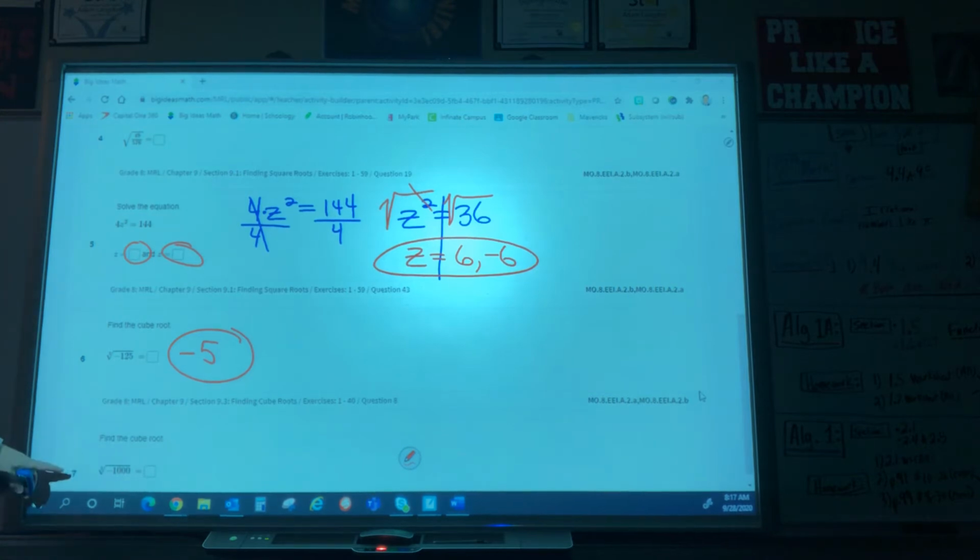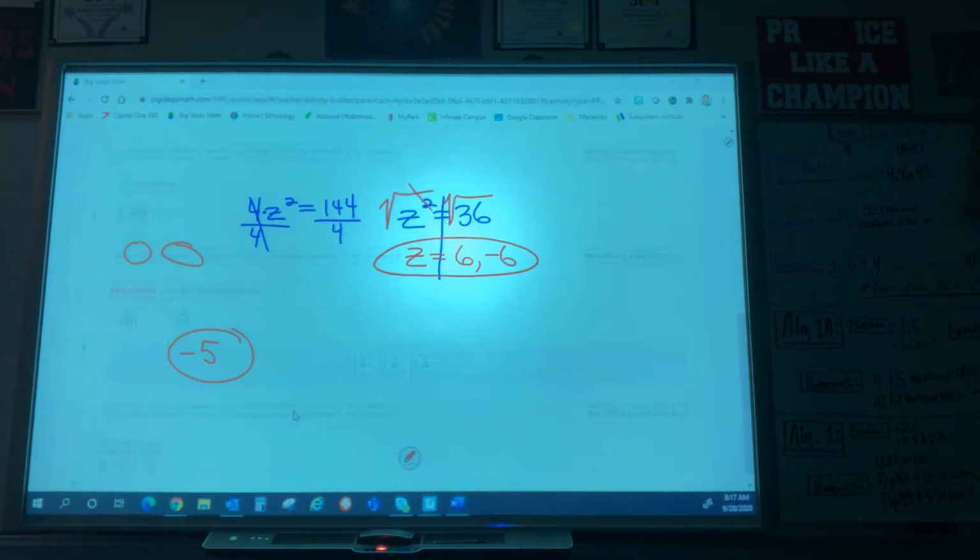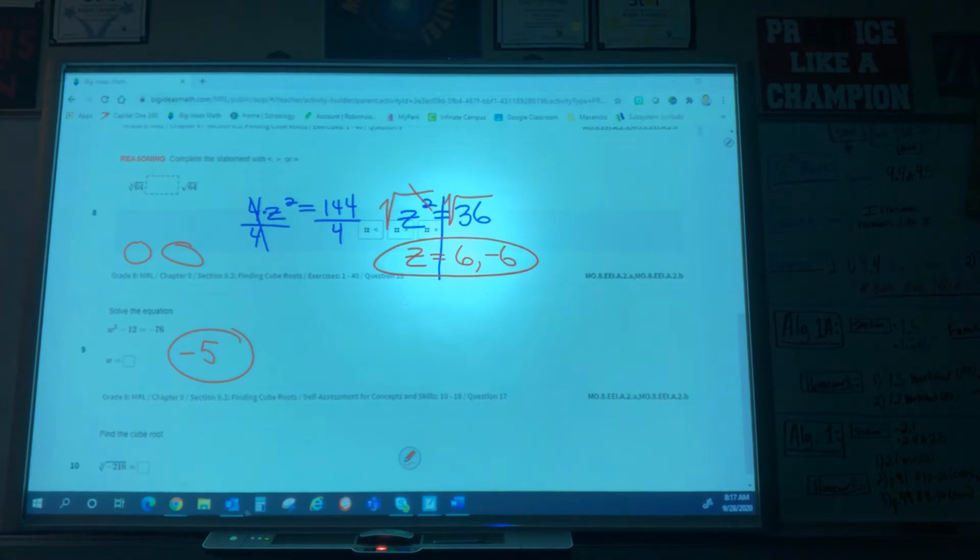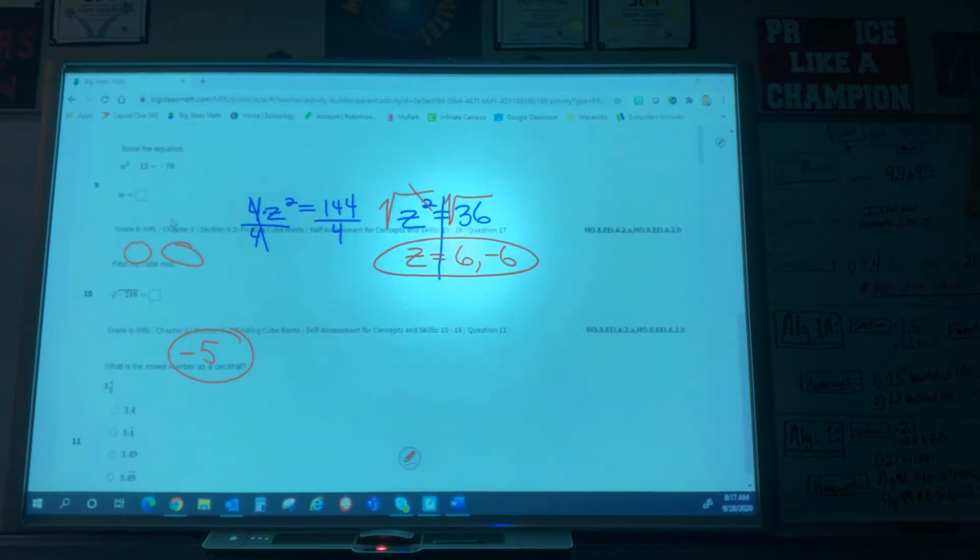You're going to do the exact same thing on number 7. Again, I'll let you look at that one on the practice test answer key. To compare, on number 8, just find the square root of 64, find the cube root of 64, find out which one's bigger, okay?